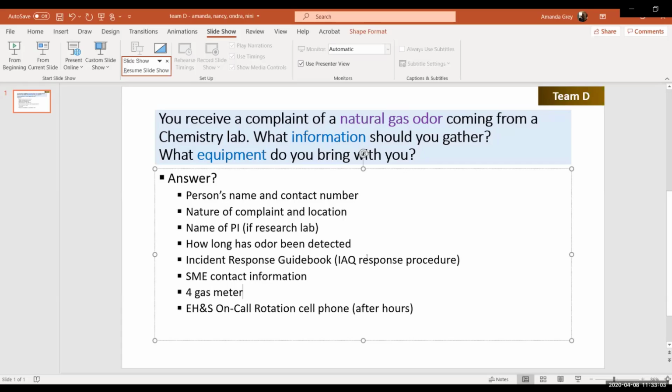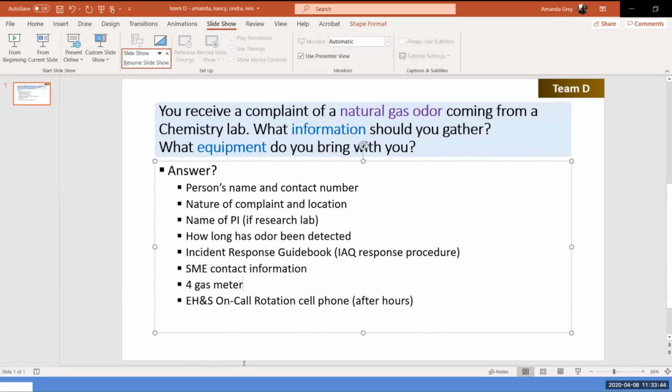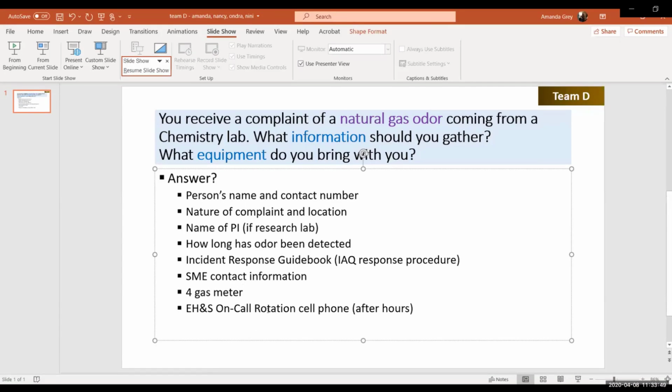We're going to take the incident response guidebook that has the IAQ response procedure in it, and we're going to take the SME contact information. We're going to try to contact the SME because the IAQ procedure is a little more complicated than most, and if possible we want that SME on it to make sure we're thorough and follow the procedure. We should take the 4-gas meter to get the reading on the oxygen, to see what's going on in the ambient air quality in the room. And if it's after hours, we want to take the EH&S on-call rotation cell phone with us to make those calls. But as JC mentioned, the incident response guidebook is helpful even during business hours, because you could get this call during business hours. So we would follow the same procedure during business hours as after hours.